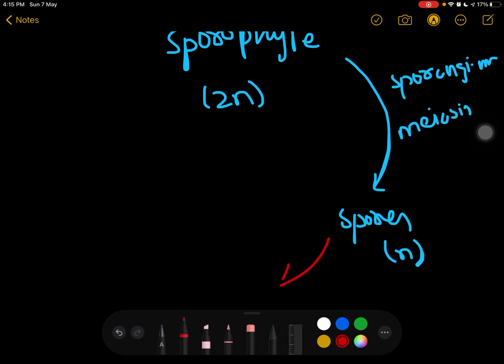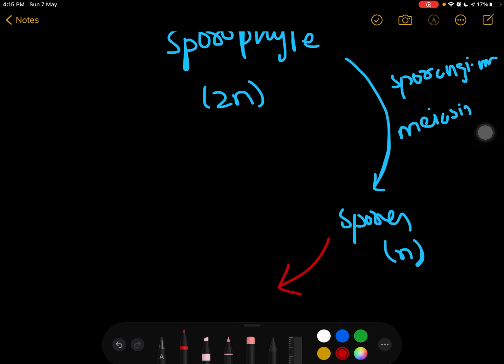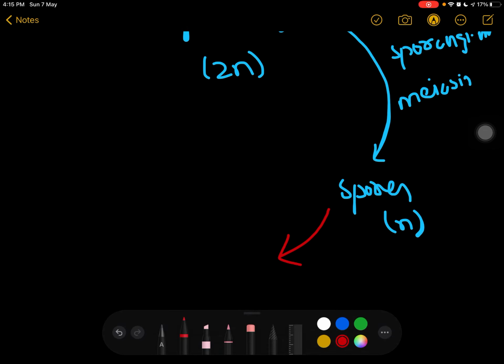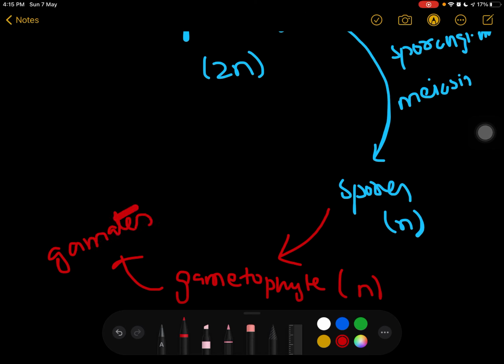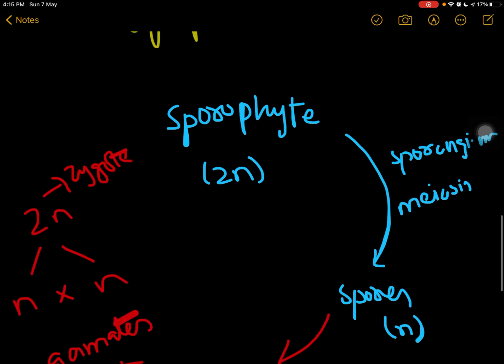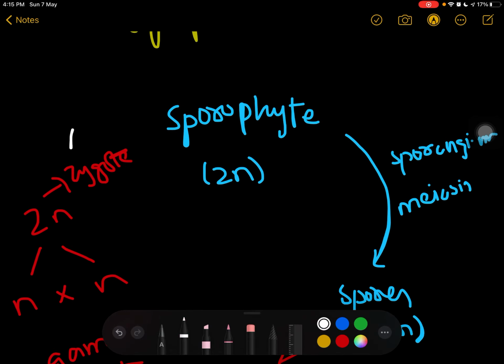Now the spores will basically form the gametophyte, which is haploid. And this gametophyte, with the help of gametangia, will form the gametes. These gametes, n multiplied by n, will form 2n, and it will form a zygote, right? And the zygote develops into the embryo, and then the embryo will develop into this sporophyte generation.